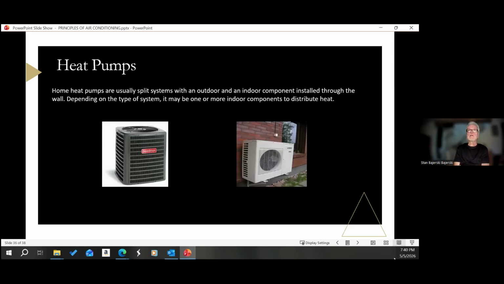They're usually split systems with an outdoor and an indoor component installed through the wall. Depending on the type of system, it may be one or more indoor components to distribute heat. They're becoming a little more discreet on the inside, the components. People hated to see those evaporator coils on the walls. They just didn't like it. They don't really distribute the air like ductwork can, but they're great for retrofits where you can't get ductwork, or you're restricted in other ways for heat and air conditioning. And we've all experienced them if we stayed in a hotel.